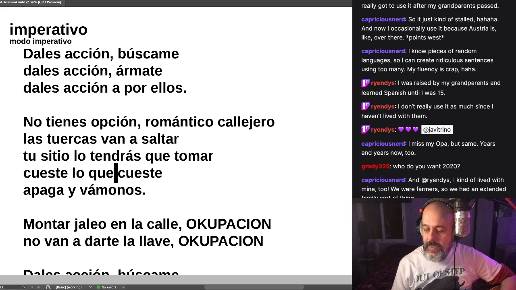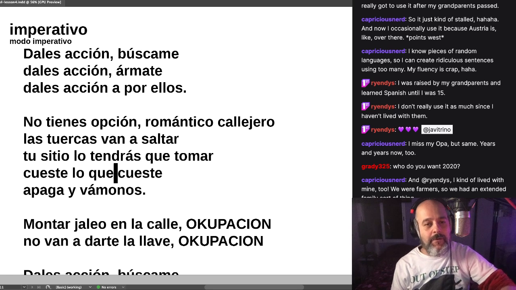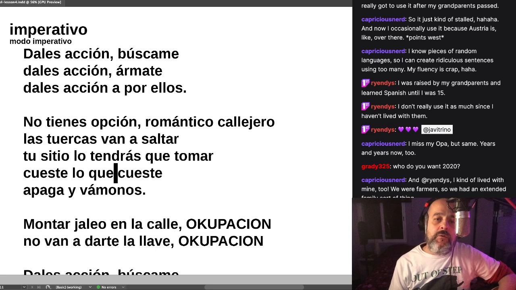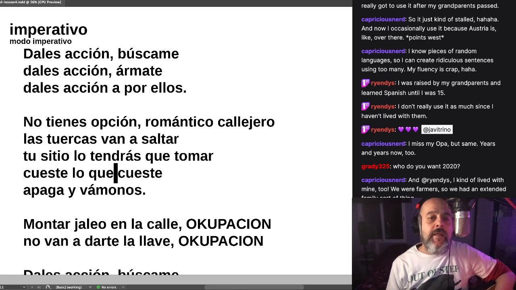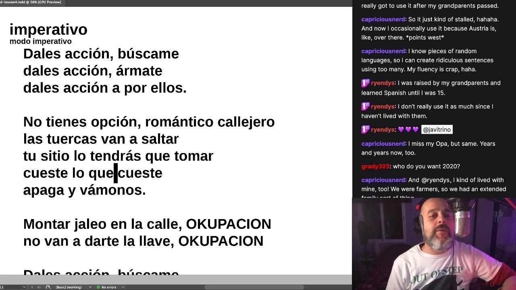Monta jaleo en la calle, ocupación. There you go. That's better. The ninth. Always go for the ninth. Monta jaleo en la calle, ocupación. No van a darte las llaves, ocupación. Dales acción, búscame. Dales acción, ármate. Dales acción, a por ellos.